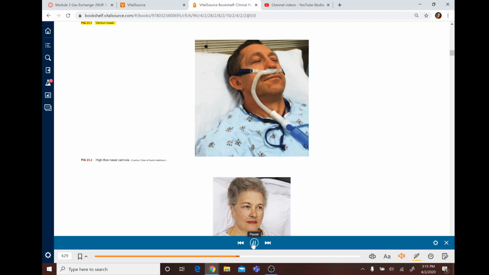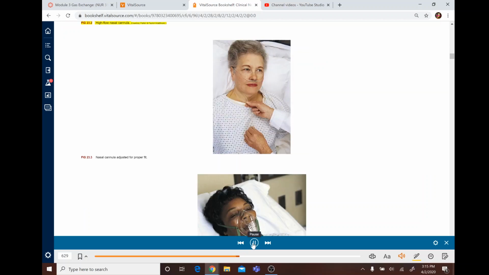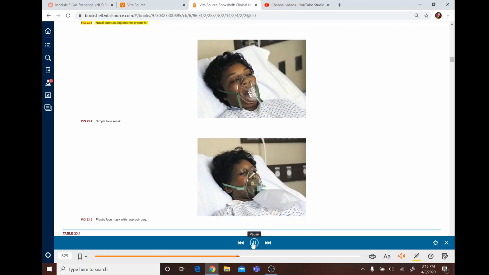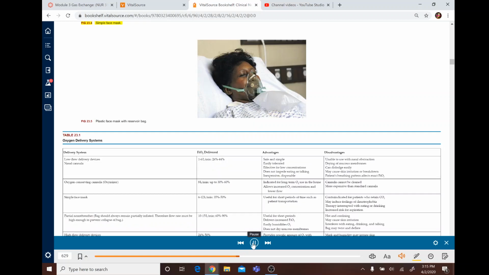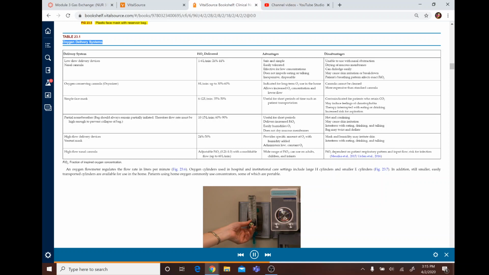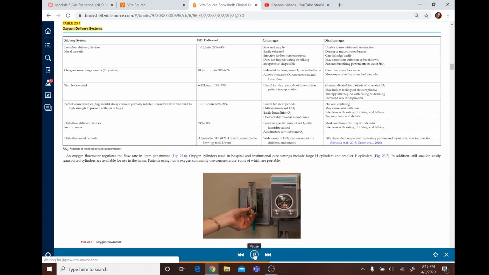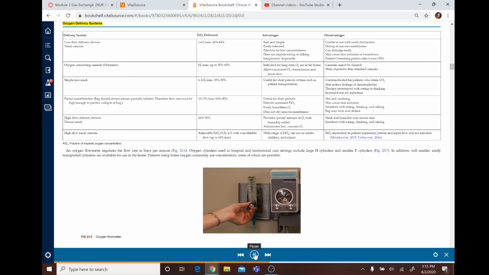Fig 23.1 Venturi mask. Fig 23.2 high-flow nasal cannula. Courtesy Fisher and Paykel Healthcare. Fig 23.3 nasal cannula adjusted for proper fit. Fig 23.4 simple face mask. Fig 23.5 plastic face mask with reservoir bag. Table 23.1. Oxygen delivery systems.